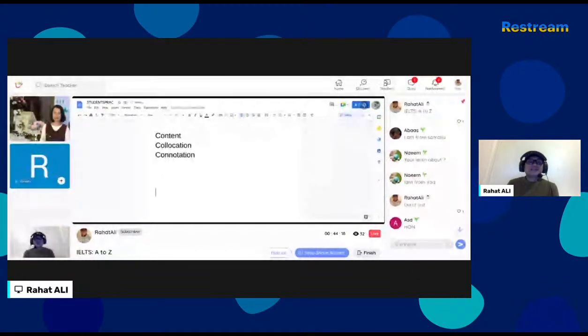Okay, so they have mentioned these three C's. If you remember, content, collocation, and connotation. We'll explain. Yes, content. Content, I think, means what to describe about something, what the essay talks about, right, teacher? I don't know how to explain clearly. No, I understood whatever you said. Content or context, they are the same. Yeah, context. Okay, context.